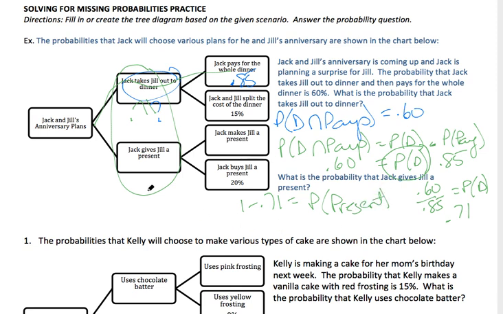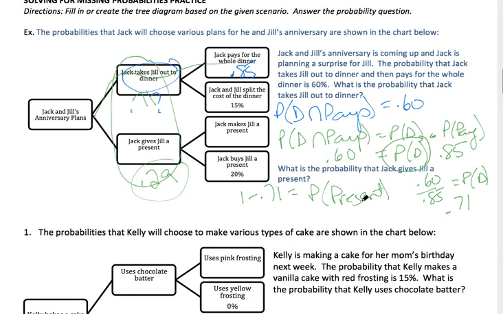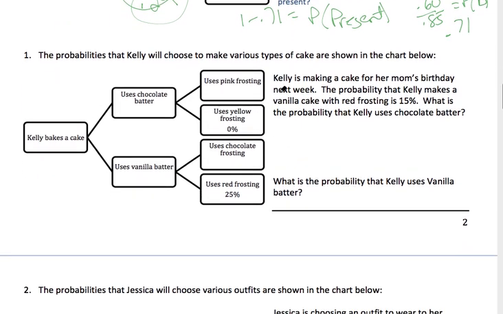Okay, so that is 0.29, the unknown there as well. All right, so on your paper, number 1: Kelly's making a cake for her mom's birthday.